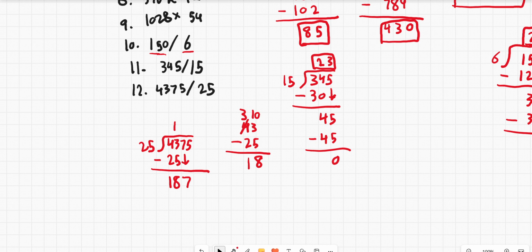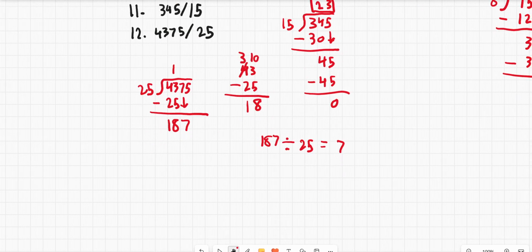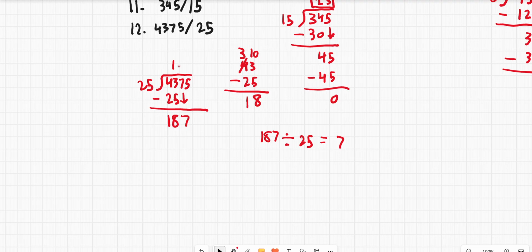I want to see how many times 25 can fit into 187. Well, I think you could do this in your head, that 25 fits into 187 7 times. And to find the remainder, we're going to put down that 7, and we're going to multiply 25 by 7. So 5 times 7 is 35, and then carry that 3, right? And then 2 times 7 is 14, plus 3 is 17. So we have 175, and we're going to subtract that from 187.